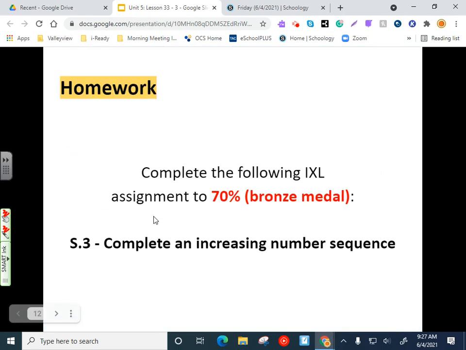Okay, so your assignment for today is we're moving right along with IXL. We're going to S3, complete an increasing number sequence. So you have to figure out the pattern for those and then put in the numbers for those. I went through this and I felt that 70% was fair. These will take a little bit of time to figure out, and I think it would be decent just to go for a bronze medal today. So just go for the bronze at 70%, and that should be good.